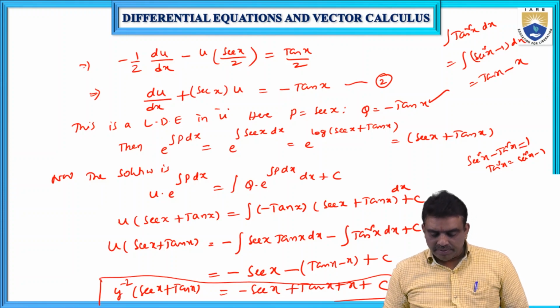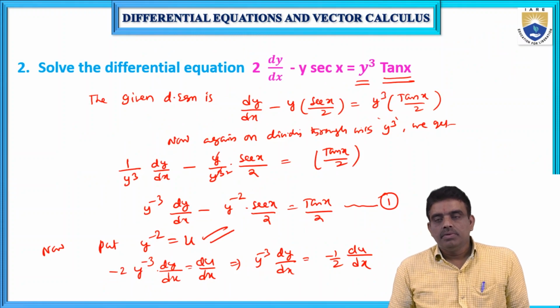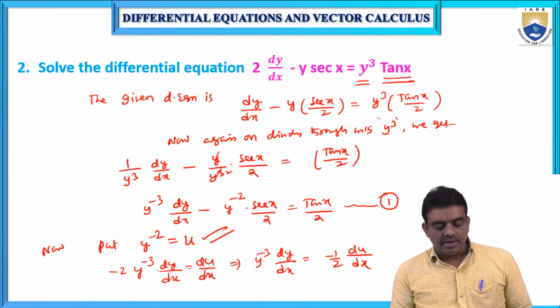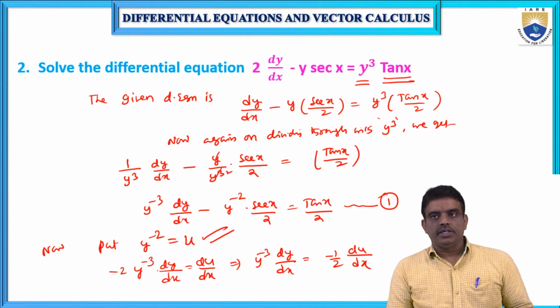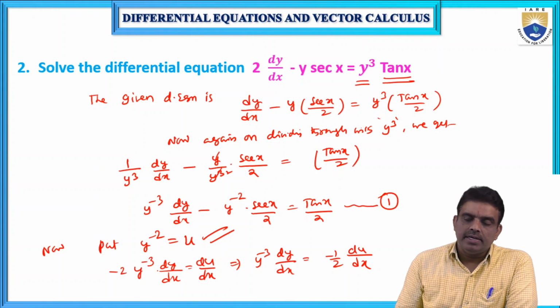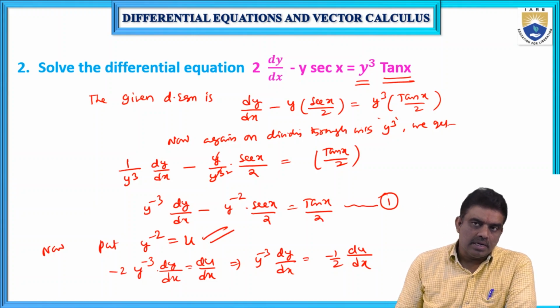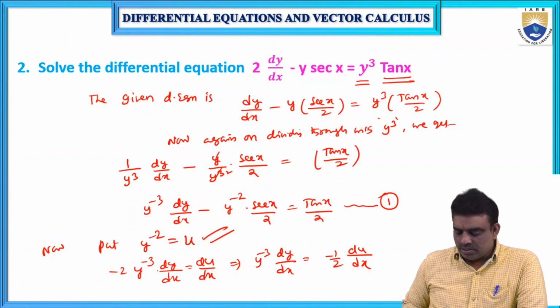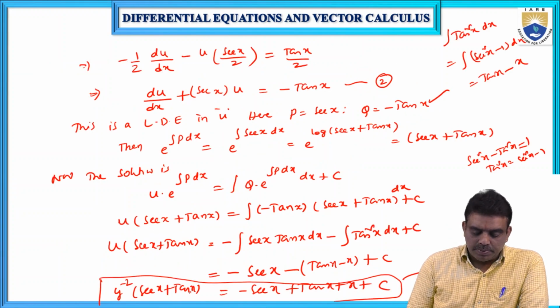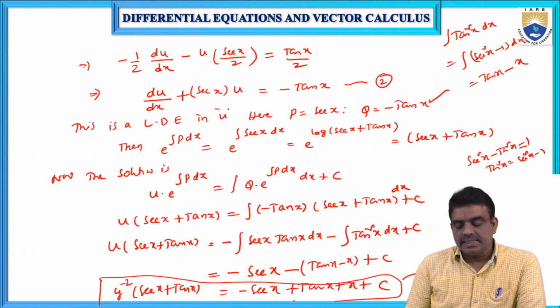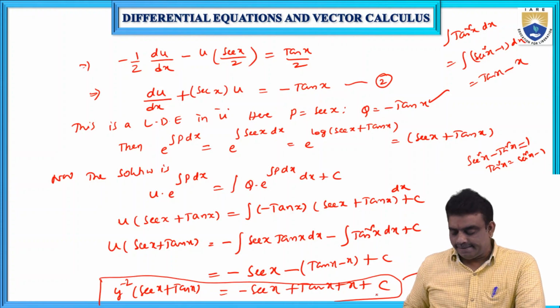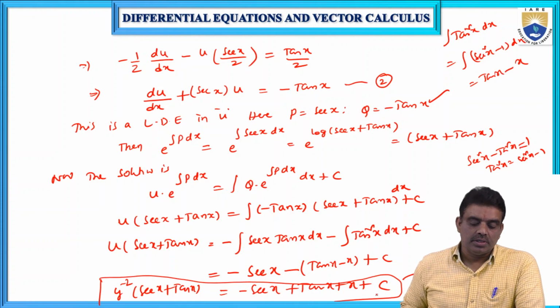So first we get the given equation in Bernoulli form. We transform the given equation into a linear equation in u. Thereafter we find the solution by using the general solution method. The final solution is secant x plus tan x by y square is equal to minus secant x plus tan x plus c. That is the required solution.